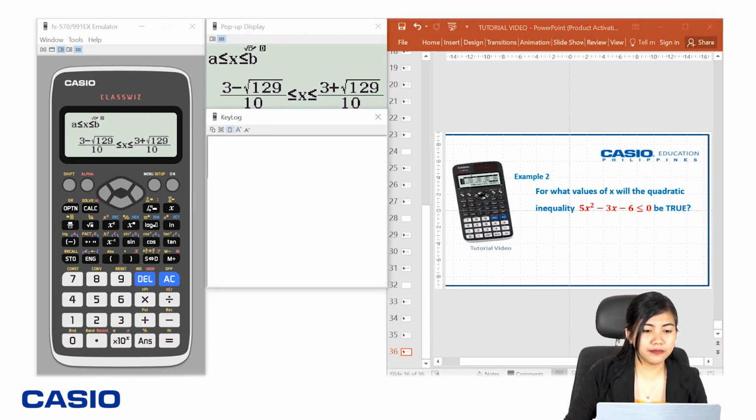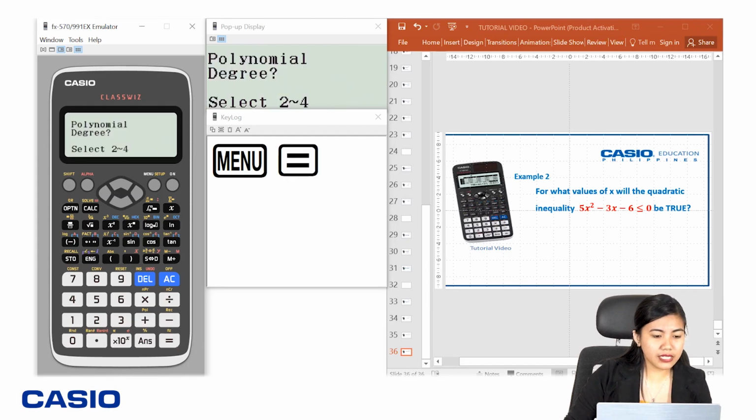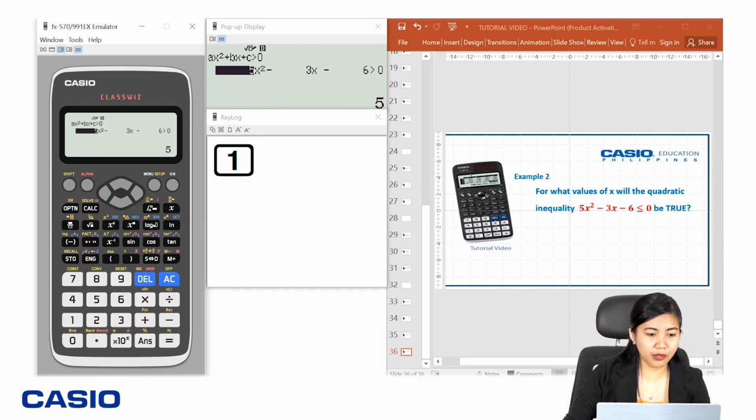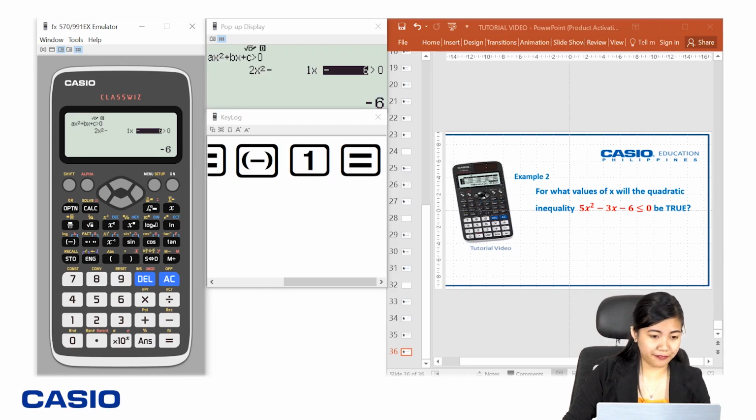For the last example, let's solve for the values of x that will make the quadratic inequality 2x squared minus x plus 5 greater than 0 true. To do that, let's press menu again and choose inequality mode. Select 2 as the polynomial degree. Since we are given the greater than symbol, we need to choose number 1. Then we input the values of the function. 2x squared minus x plus 5 has a equal to positive 2, b equal to negative 1, and c equal to positive 5.